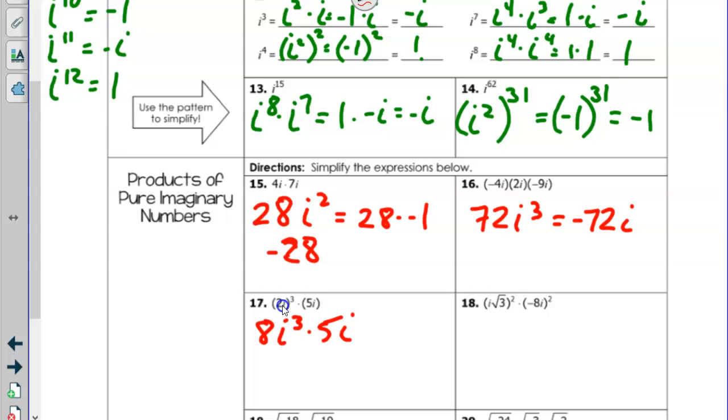What did you say? 40. I thought you said something different. I'm sorry, 40. Then we have i cubed times i, which would be? Very good. i to the 4th. What is i to the 4th? 1. So what's my final answer? How do you get 8? We have to handle this exponent first, so 2 cubed is 8.